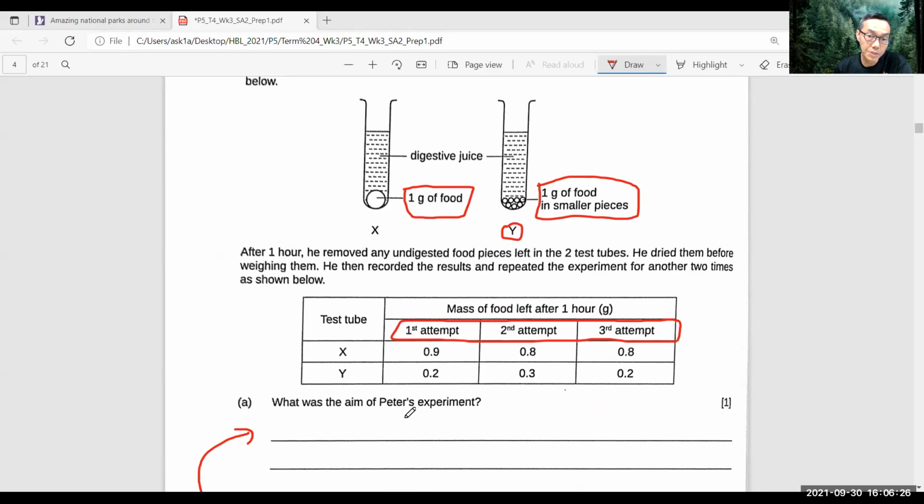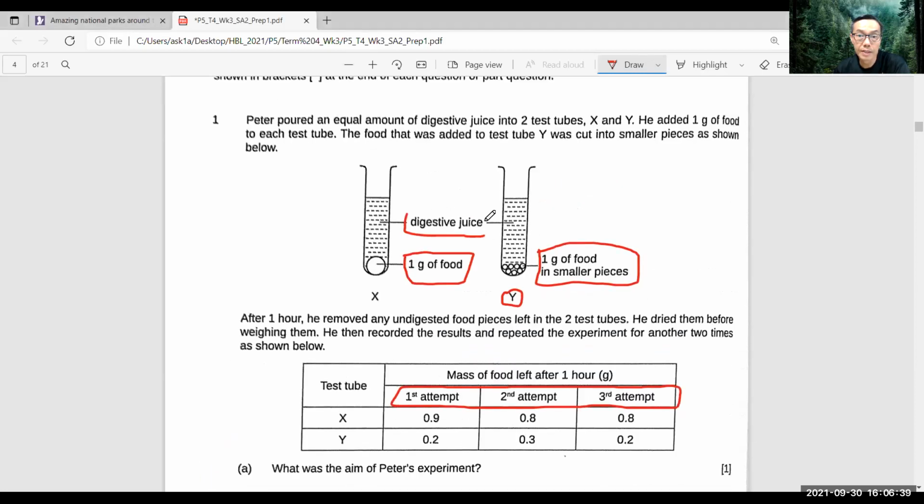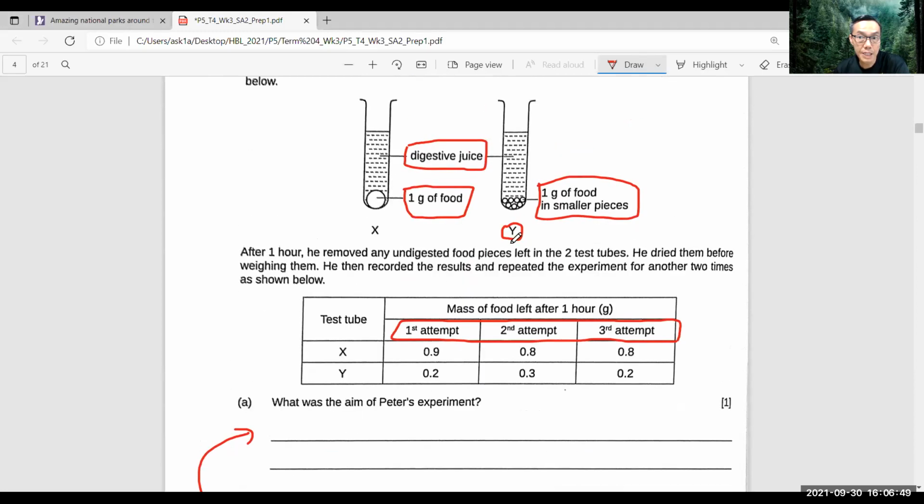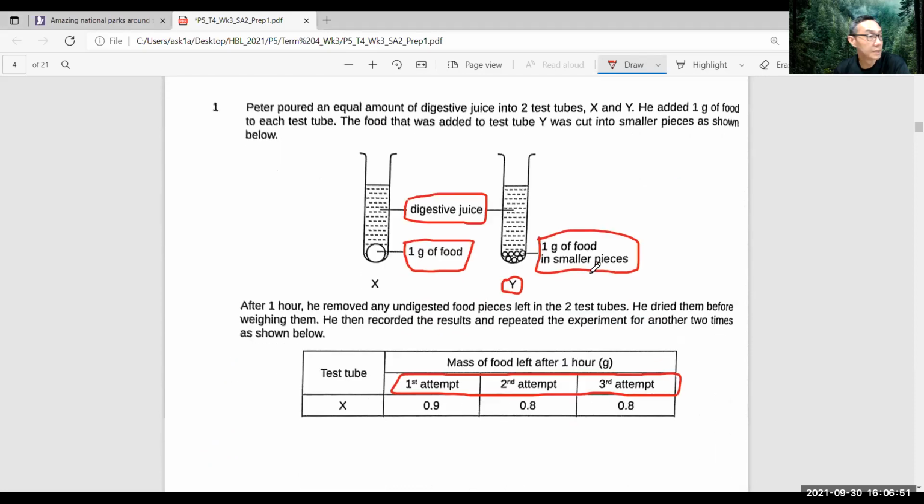So what was the aim of Peter's experiment? Peter's aim was to find out if the exposed surface area of food in contact with the digestive juice affects the rate of digestion, or affects how much food is being digested. Okay, so this is 1 mark. This can be extracted from the information here.